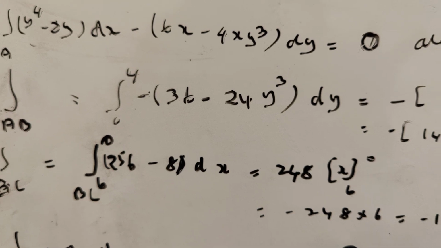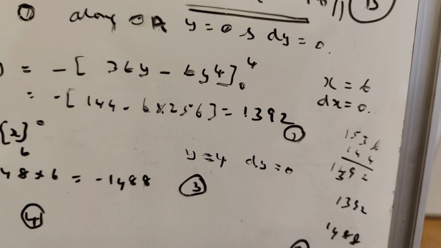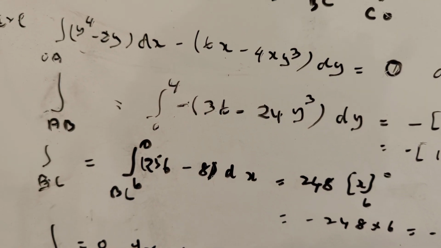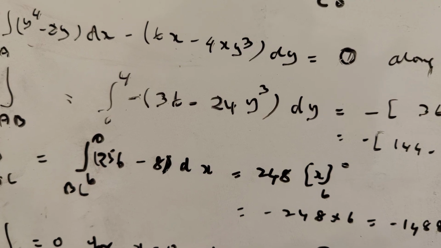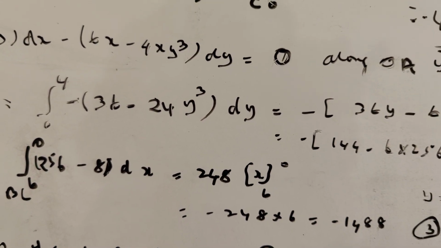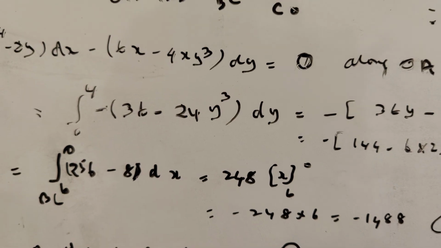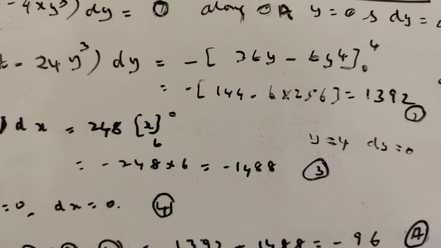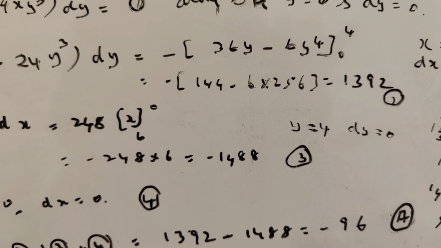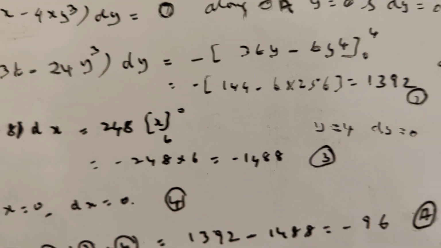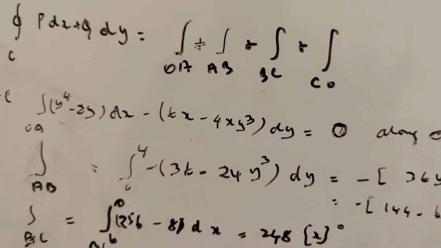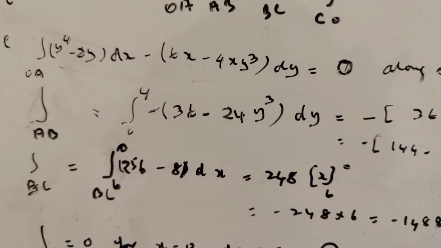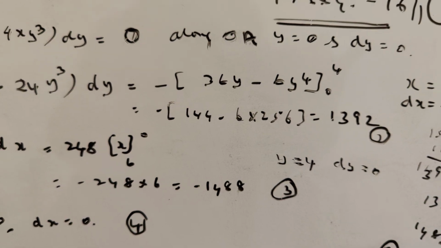Coming to AB, what is AB? On AB you can find that x is equal to 6, a constant, and therefore dx is equal to 0. Now applying these values we get the integral from 0 to 4 of minus (36 minus 24y cubed) dy, taking x is equal to 6 here. On simplification and application of limits, we get 1392. Let me call this result 2. Our result 1 is the integral value on OA, which is 0. Now on the line AB, the integral value is 1392.